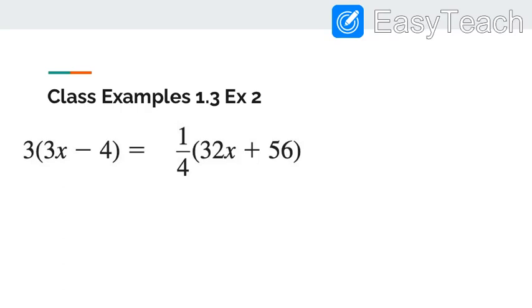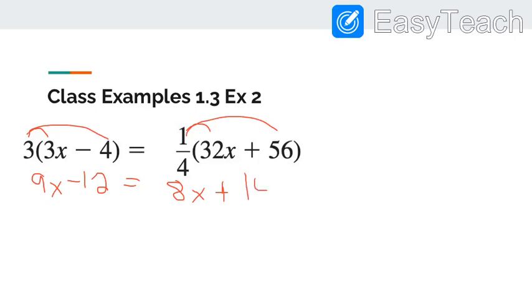Obviously that first example is pretty easy. This is where the examples start to get a little more intense. Now, you can look at something like this and get worried about it, or you can just take it one step at a time. So the first thing I would do for each of these is distribute. Meaning I'm going to multiply whatever is on the outside of the parentheses by everything on the inside. So 3 times 3x is going to be 9x. 3 times negative 4 is negative 12, equals 1/4 times 32 is going to be 8x plus 1/4 times 56 is 14.